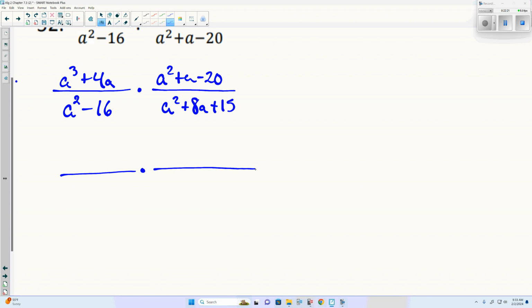So yes, out of all three of these, we do see that the numerator of our first expression, a cubed plus 4a, has a greatest common factor of a. And if we factor it out, we're left with a squared plus 4. Now the next one we can do is a squared minus 16, the difference of perfect squares, yes? Which would give us a plus 4 and a minus 4.